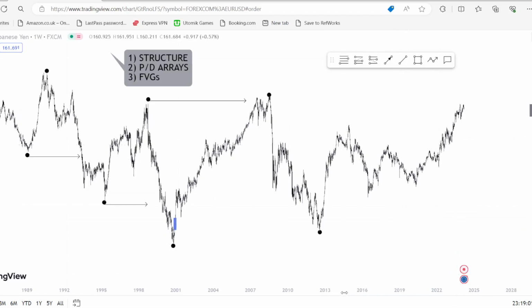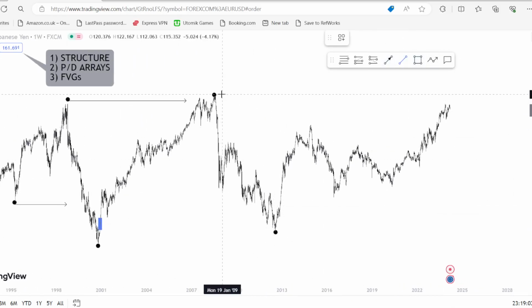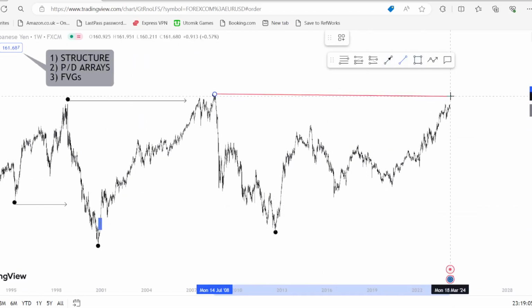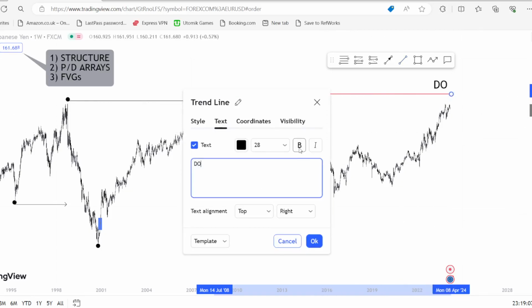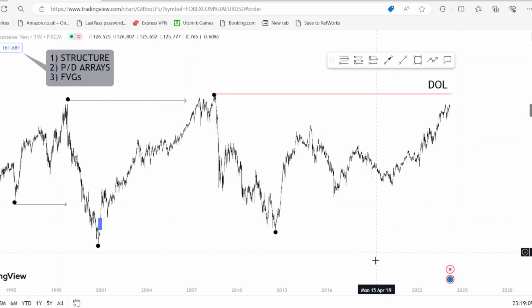Right, so I'm going to answer that question for you nice and swiftly. The draw of liquidity is here. This is the DOL, or the draw of liquidity on the weekly time frame. So why is this the draw of liquidity? What makes this the draw of liquidity?